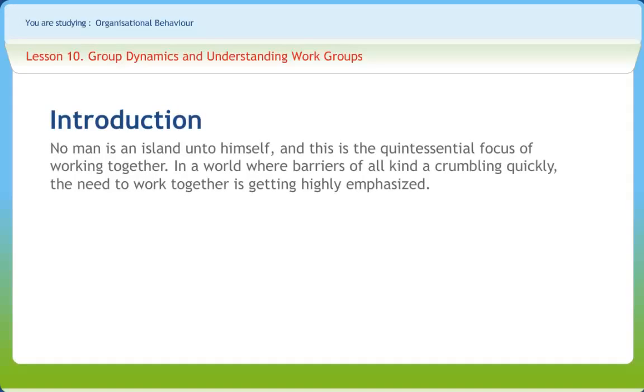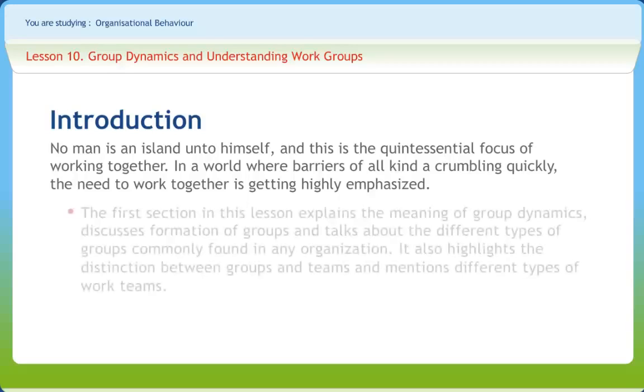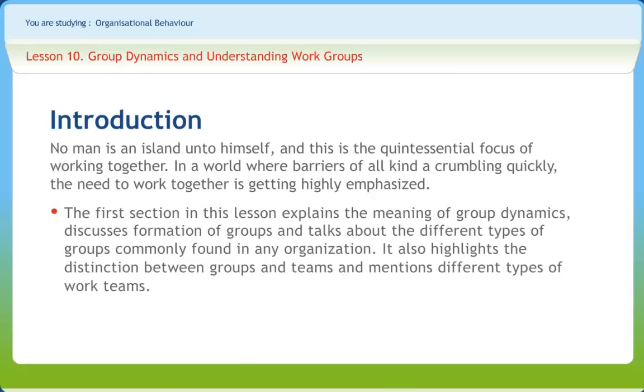No man is an island unto himself, and this is the quintessential focus of working together. In a world where barriers of all kinds are crumbling quickly, the need to work together is getting highly emphasized. The first section of this lesson explains the meaning of group dynamics, discusses formation of groups, and talks about the different types of groups commonly found in any organization.